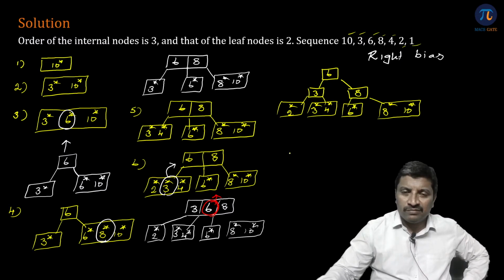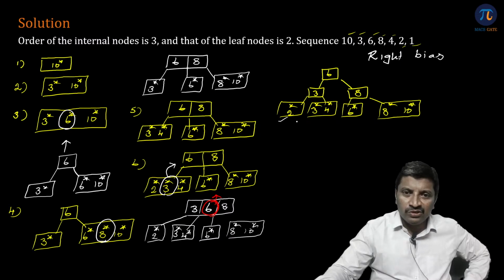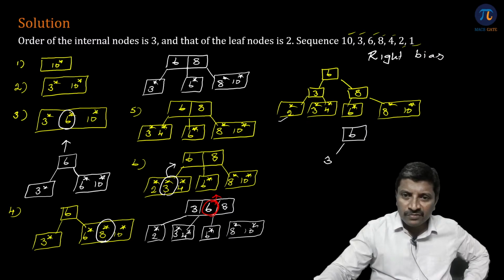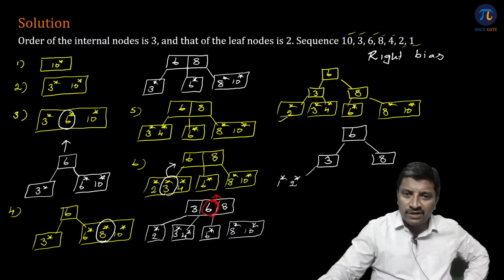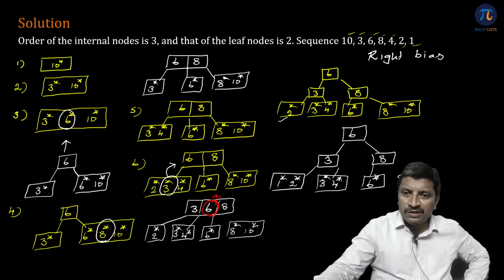The last value is 1. So where the 1 value will come, sir? The 1 value will come to in this node. So then the final tree will be 1 star, 2 star. This is 3 star, 4 star. The left is 6 star. The right is 8 star, 10 star.